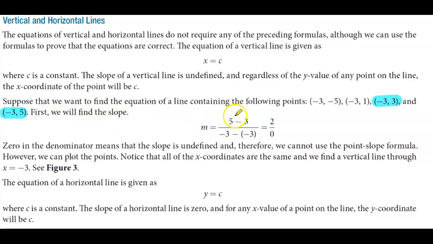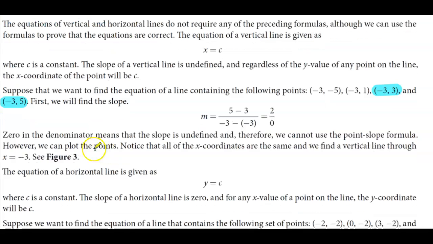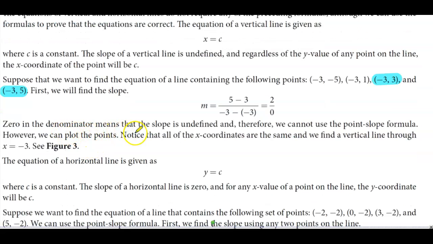So m is going to equal y2, which is 5, minus y1, which is 3, so 5 minus 3, and then x2, which is -3, minus x1, which is -3. So we get 5 minus 3, which is equal to 2. In the denominator, -3 minus -3 becomes -3 plus 3, which gives you 0. Now the 0 in the denominator means that the slope is undefined, and therefore we cannot use the point slope formula. However, we can plot the points.